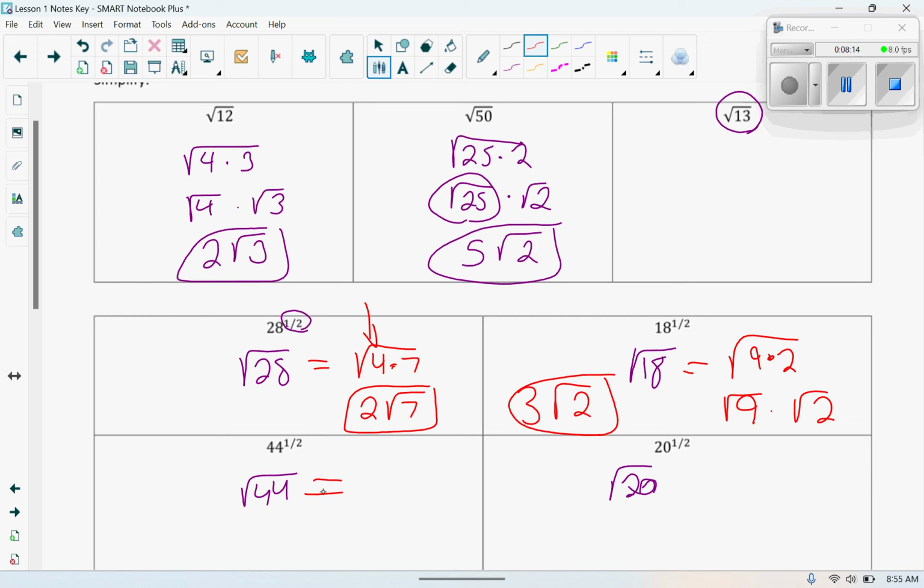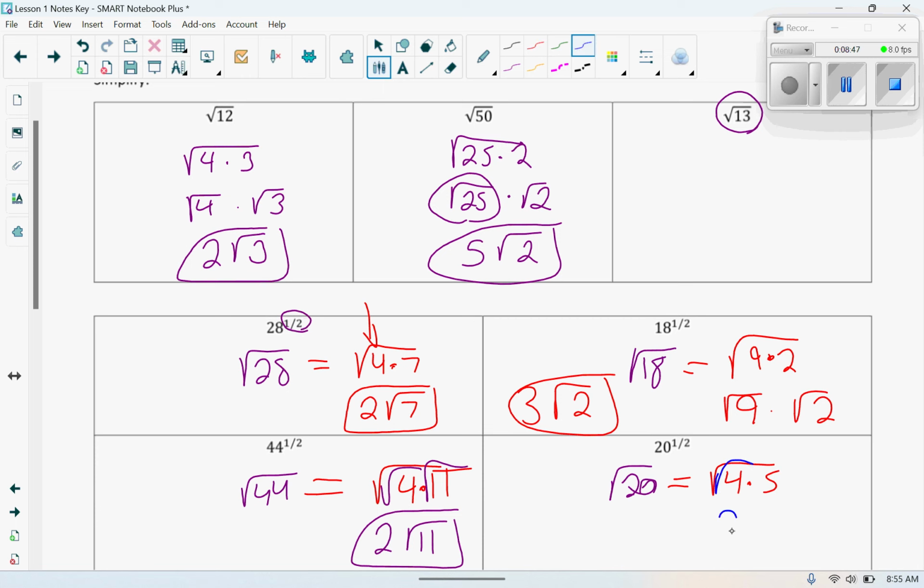Okay, over here, I am going to take a 4 out because 4 times 11 is 44. And I'm going to take the square root of 4, which is 2, and the square root of 11 I can't take, so it's going to be like that. Let's do one more. Okay, so the square root of 20 is 4 times 5. And then I'm going to take the square root of 4, which is 2. And then I can't take the square root of 5.